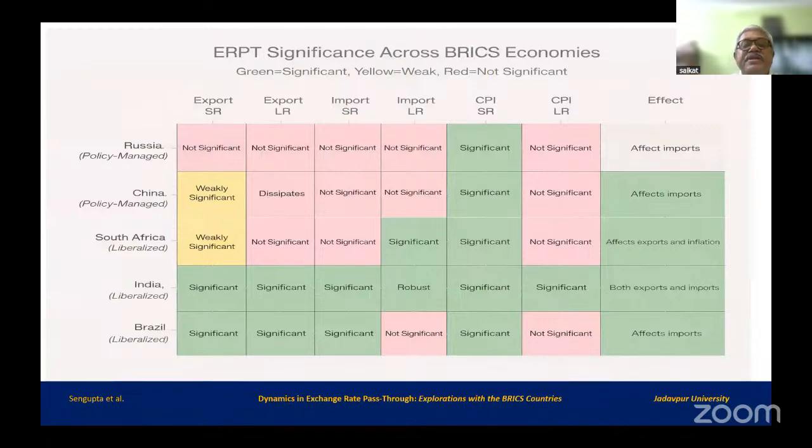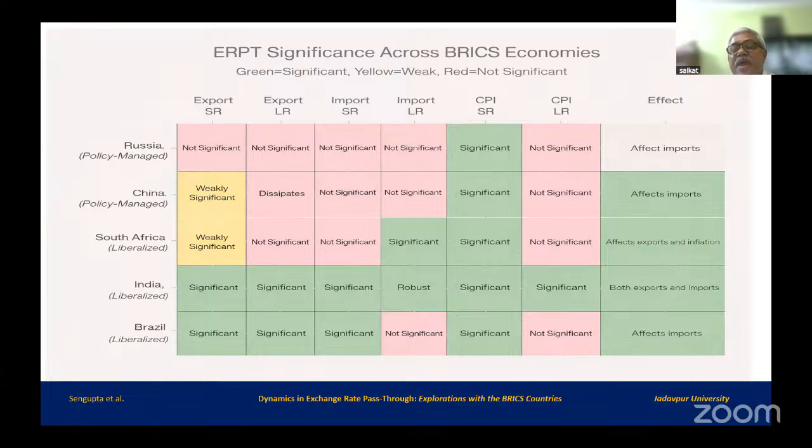If we put it in a chart like this, you would see that for Russia, it's only significant in the short run for CPI. For China and South Africa, they're weakly significant in export price, but for CPI, they are significant in the short run. And for the long run, import price is significant. For India, it is significant whether in the short run or in the long run, irrespective of export price, import price, and CPI. For Brazil, the import price and the CPI over the long run do not have significant exchange rate pass-through.